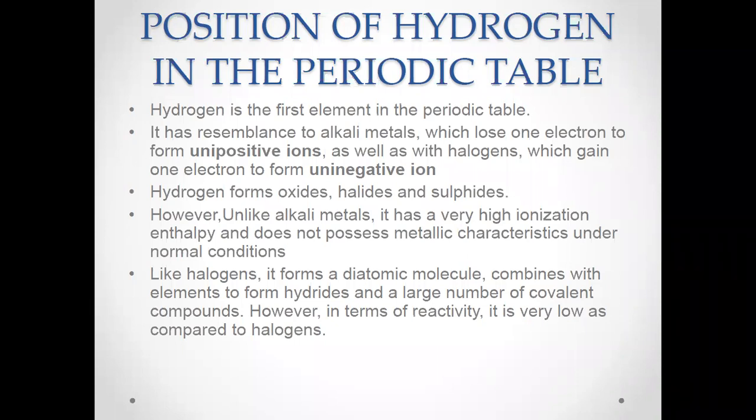Hydrogen forms oxides, halides, and sulfides. So hydrogen has a unique property. It can form oxides, for example H2O, and halides, LiH. Next, sulfides also. However, unlike alkali metals, it has a very high ionization enthalpy and does not possess metallic character under normal conditions. So its ionization enthalpy is very high, and because of that, it does not possess the metallic character.